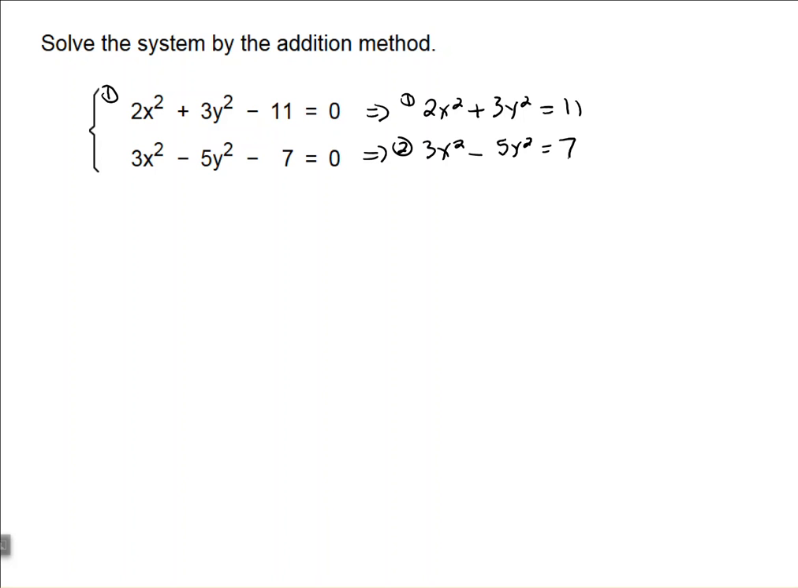Okay, so now we're using the addition method, so I need to pick one of those variables to eliminate. The only thing that catches my eye is with the y variable that I have a positive and a negative, so I already have opposite signs. So the least common multiple for 3 and 5 is 15. So I'm going to multiply equation 1 by 5 so I can make that y squared into 15y squared, and multiply equation 2 by 3 so I can make that y squared into negative 15y squared.